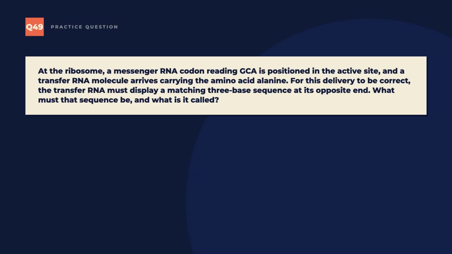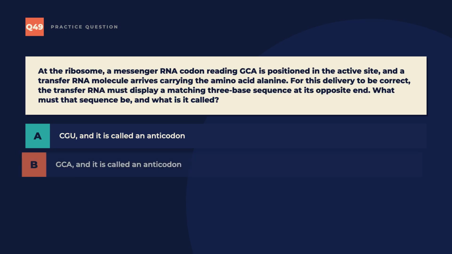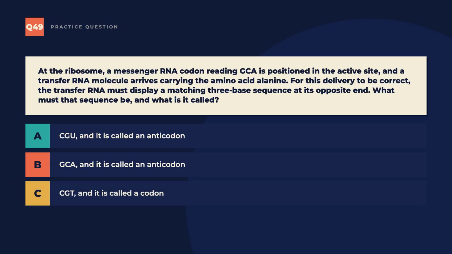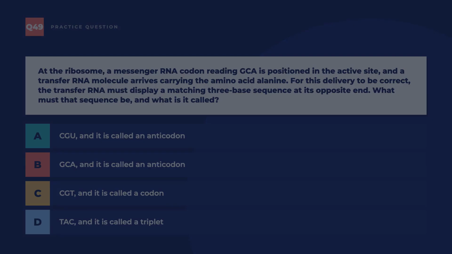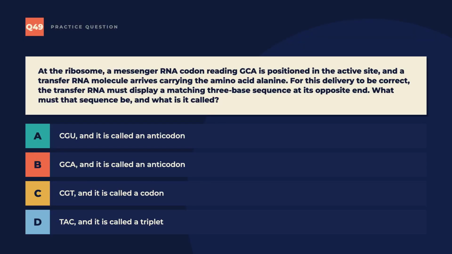Your options are A. CGU, and it is called an anticodon. B. GCA, and it is called an anticodon. C. CGT, and it is called a codon. D. TAC, and it is called a triplet. Which one is it? Pause the video if you need more time.